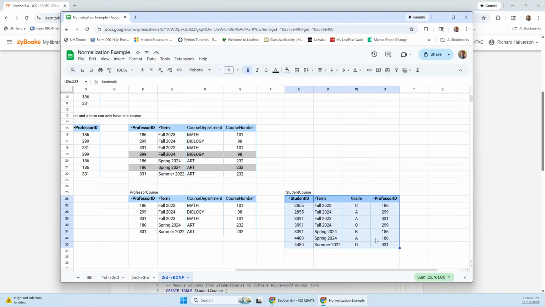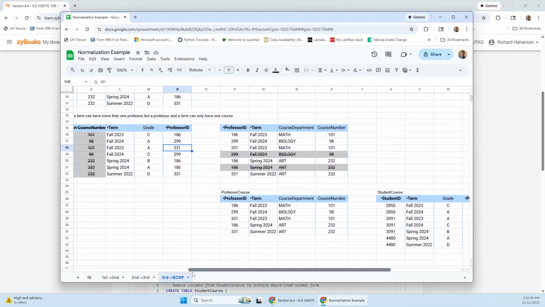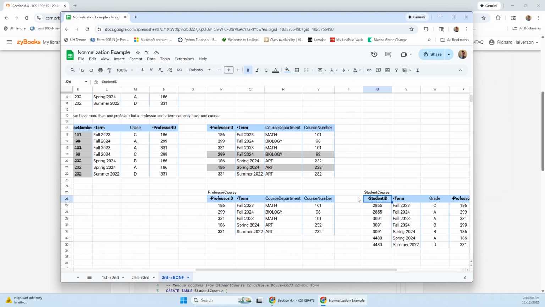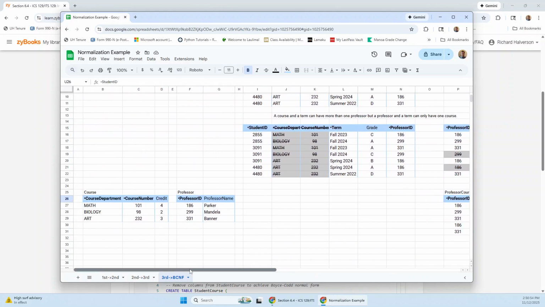There's one record in this table for every record that was in the original table. And so in the end we end up with just this table. After we delete the columns, we end up with this table, which is the student course table. This table is the professor course table, and then the professor table and the course table. So the last thing we need to do is to create the create statements for this.